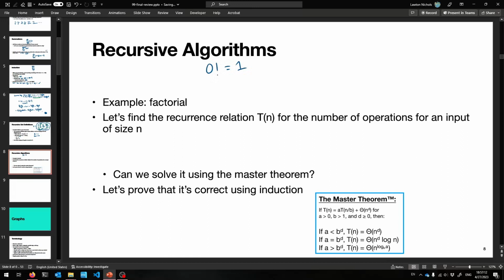Define that to be 1. And then for an arbitrary factorial, what's your recursive case? n factorial is equal to n times (n minus 1) factorial. That's what you notice. And then you can implement that.